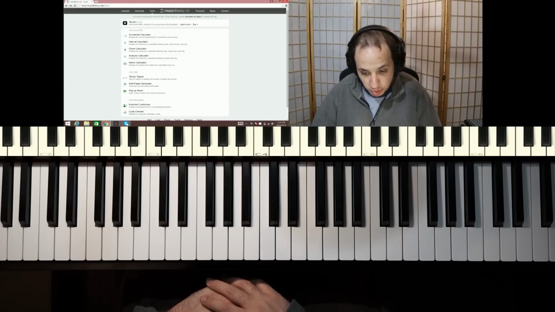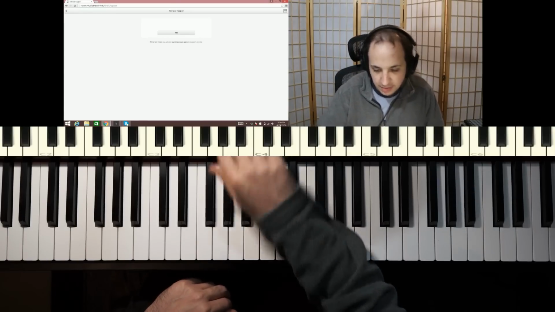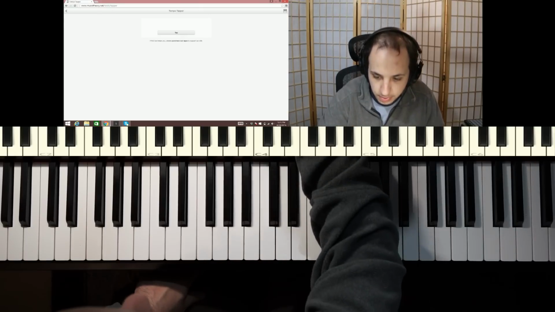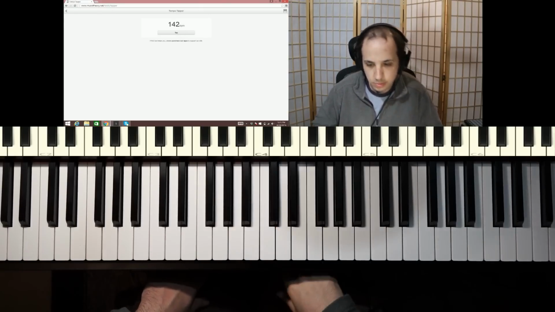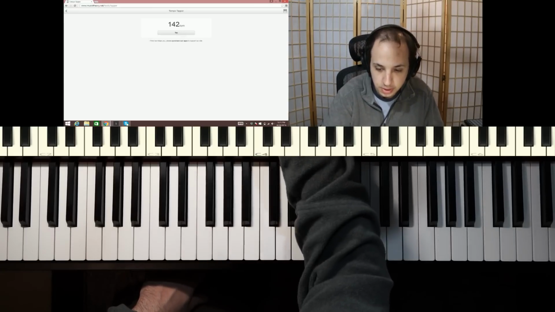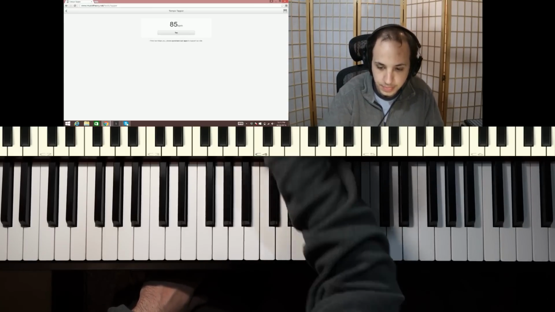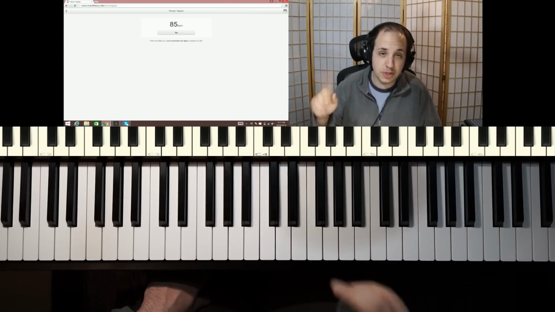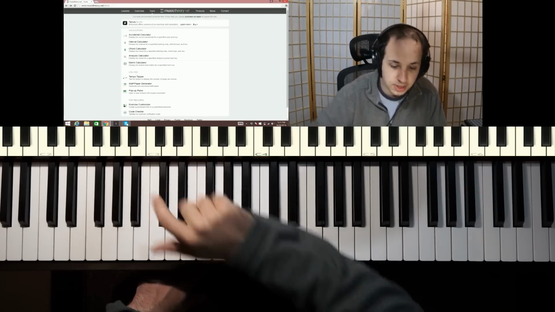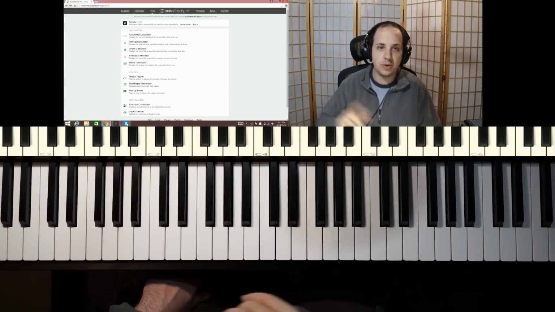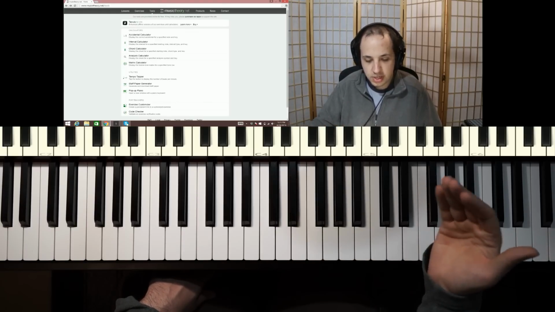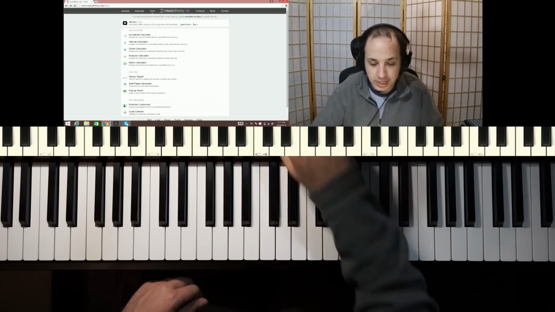Okay, they have a tempo tapper. So if you're trying to figure out how fast something is, say it's 1, 2, 3, 4. About 142 beats per minute. What about slower? That was about 85. That was 1, 2, 3, 4. So it's kind of cool because you can find how fast you want to go, and then figure out what the number would be on the metronome. But that's not that difficult anyway, but it is useful.